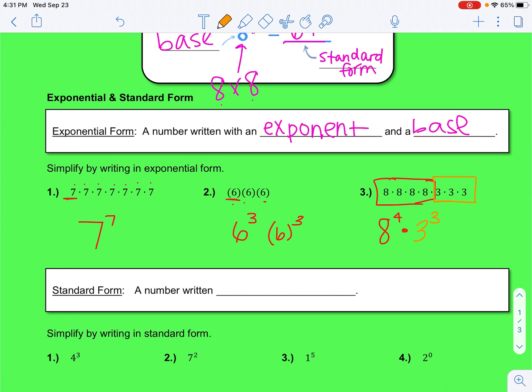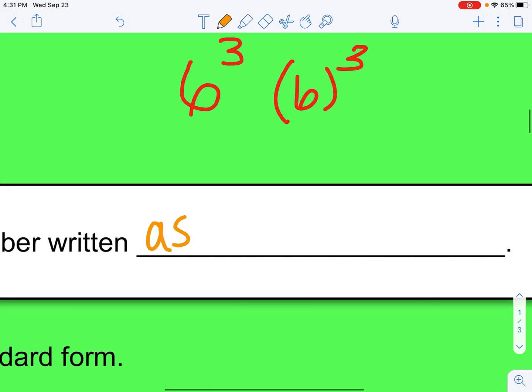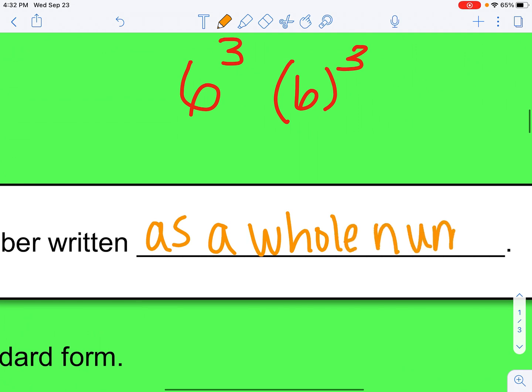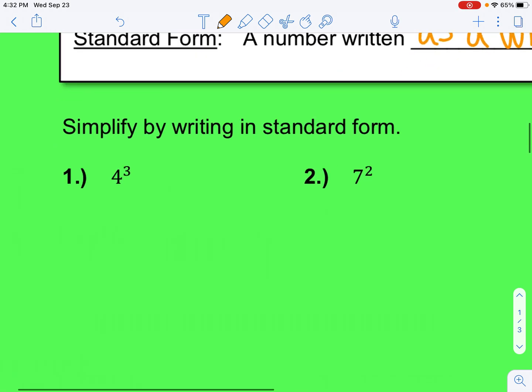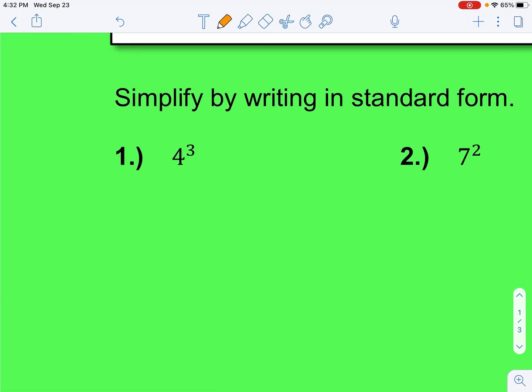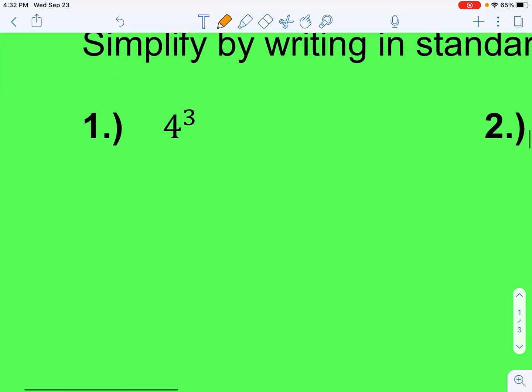Standard form we talked about a little bit up above. Standard form is a number written as a whole number. So let's look at some examples for that. Number 1 is saying to simplify by writing in standard form. So we are taking 4 times 4 times 4. 4 cubed, which is 4 times 4 times 4, 3 times. I always write it out. It's easier for me to visualize how to solve the problem.